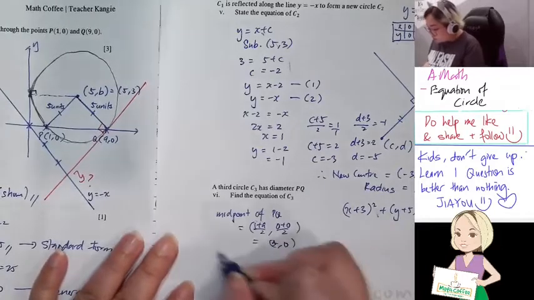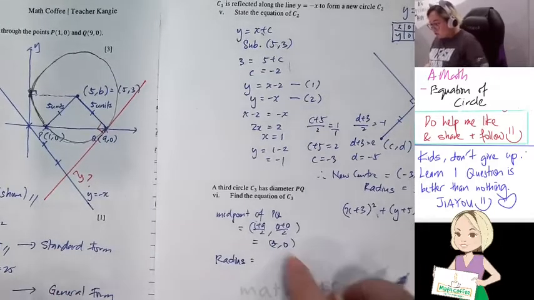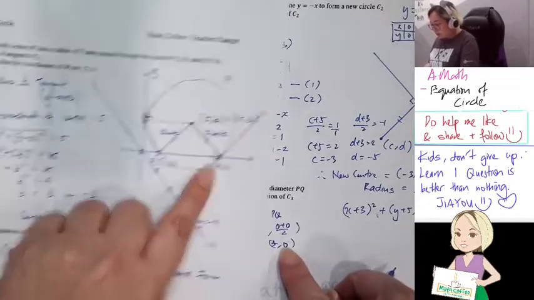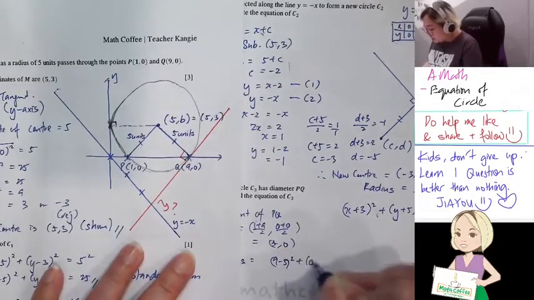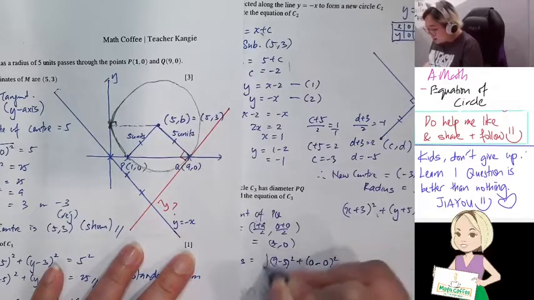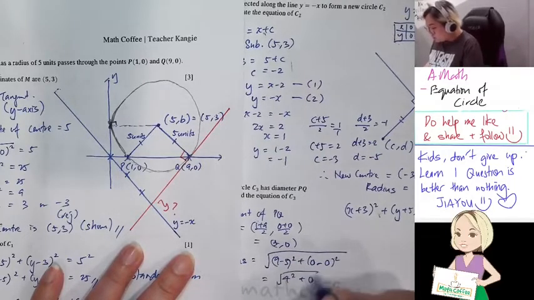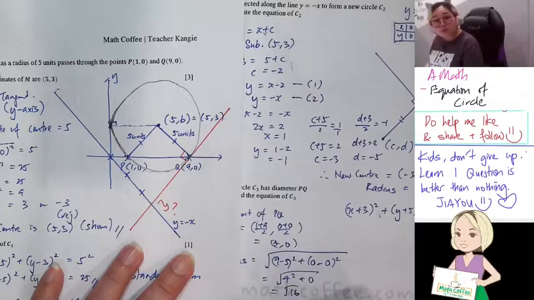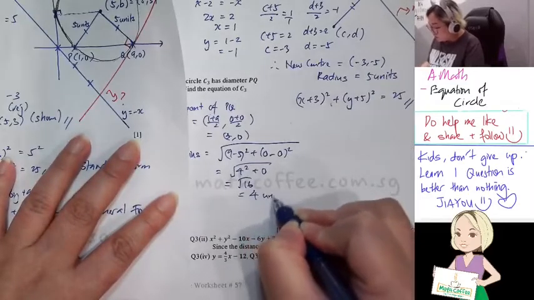Okay, so I will find the radius. So I use this point and 9, 0 and 5, 0. So it's just 9 minus 5 squared plus 0 minus 0 squared, and square root. So I get square root of 4 squared plus 0 squared. Square root 16 is equals to 4 units.